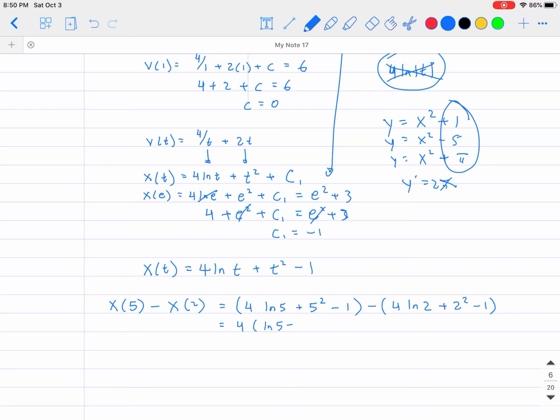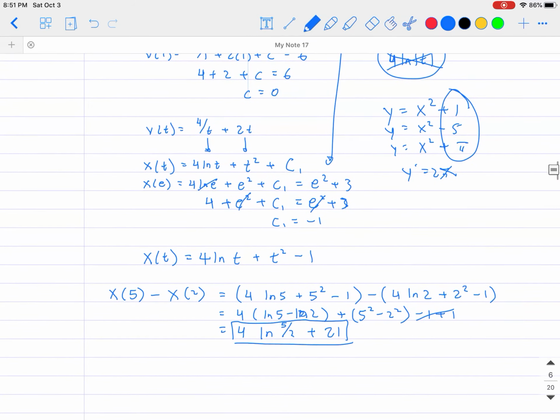Combining the math right here, we have 4 multiplied by ln of 5 minus ln of 2, and then plus 5 squared minus 2 squared, and then minus 1 and then plus 1. So the 1's can cancel out. We have 4 multiplied by ln of 5 over 2, and then also plus 25 minus 4, which is equal to 21. So that right there is going to be our change in distance. We're going to keep it like this without putting it in the calculator because we want to be exact.